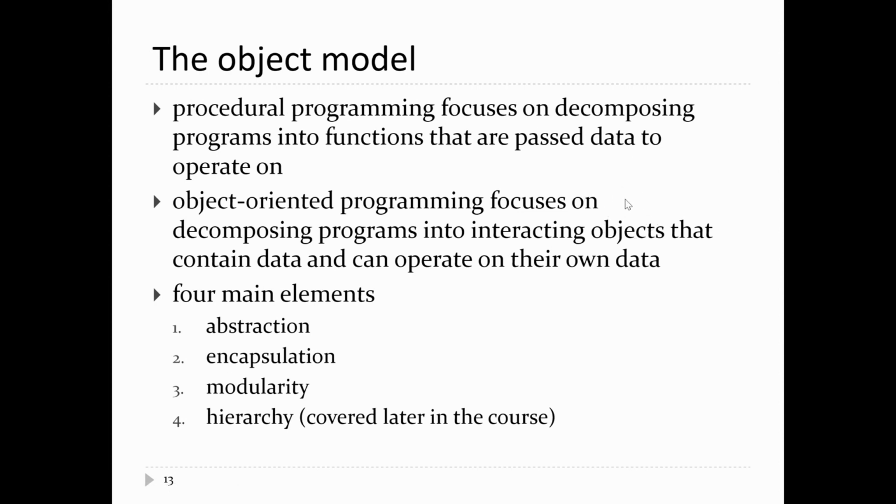Object-oriented programming works in a different way. In object-oriented programming, you're focused on decomposing programs into interacting objects. Those objects contain the data, and they can operate on their own data. Also, objects can communicate with one another. So in the object model, there are 4 main elements: abstraction, encapsulation, modularity, and hierarchy.